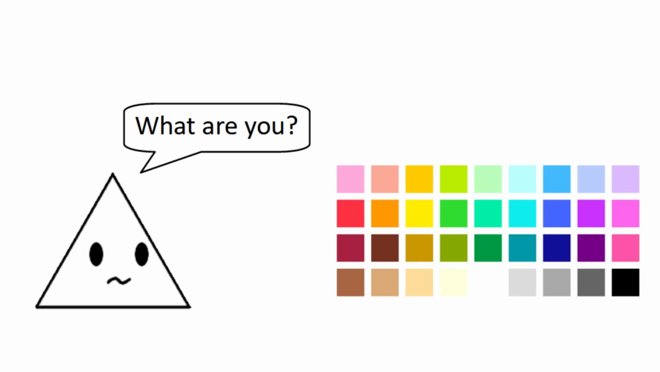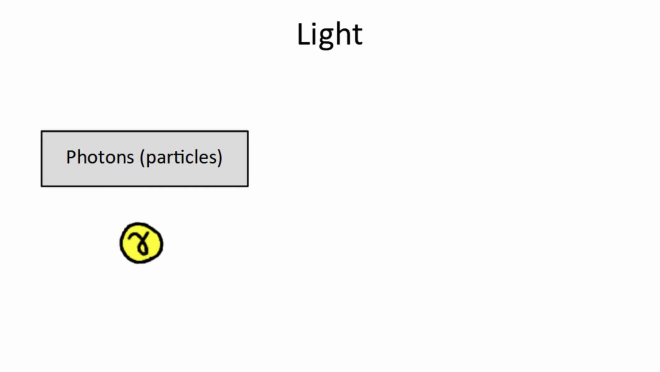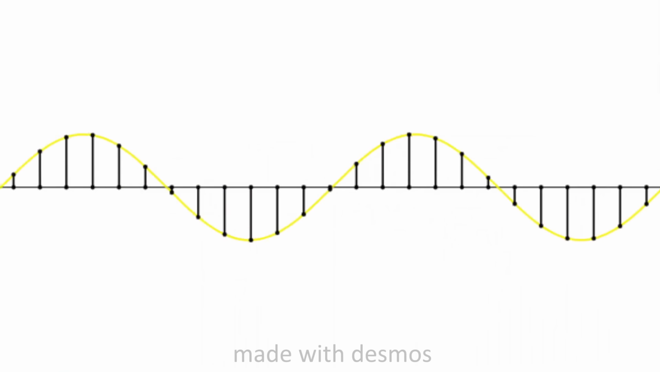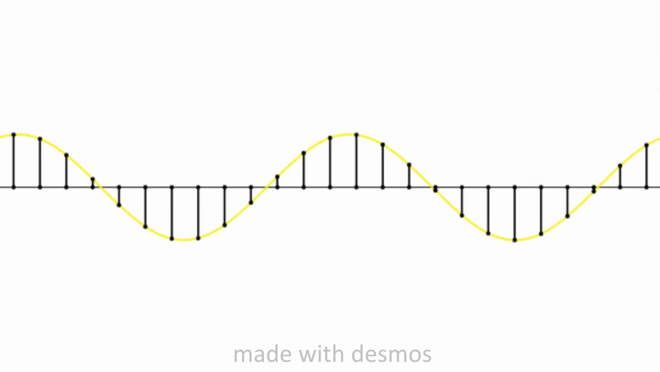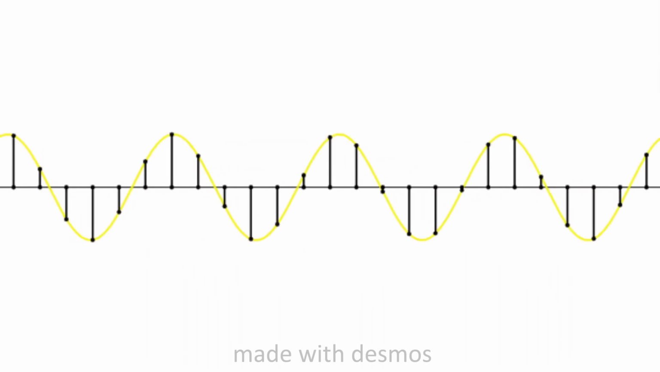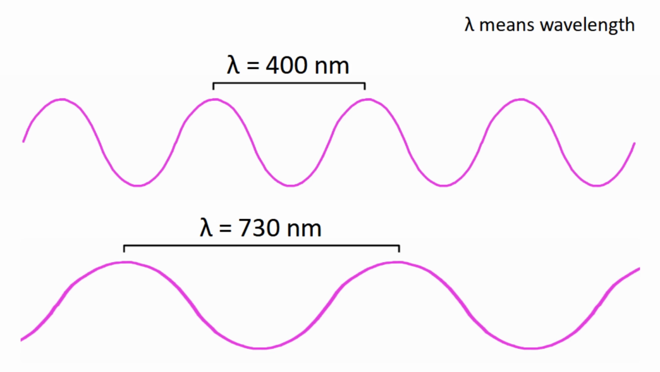So what even is color? Well, to answer that, we have to start with light. Light comes in the form of particles called photons, and due to quantum mechanics, each photon is simultaneously a particle and an electromagnetic wave. It's common to think of color as a property of these waves, but that's only partially true. The property in question is actually wavelength, which is the distance between each crest of the wave.